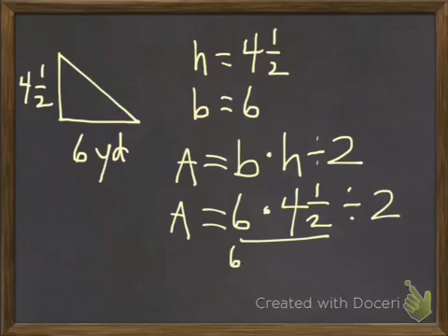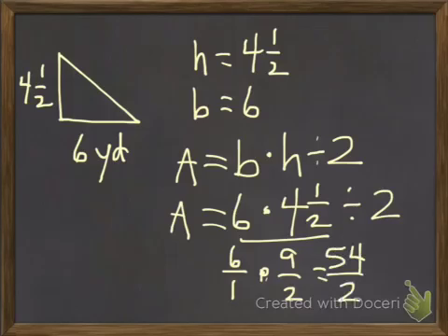So I'm going to put 6 over 1 times 2 times 4 is 8, plus 1 is 9, 9 halves. In order to multiply these, I multiply straight across. 6 times 9 is 54, over 2. 54 divided by 2 equals 27.